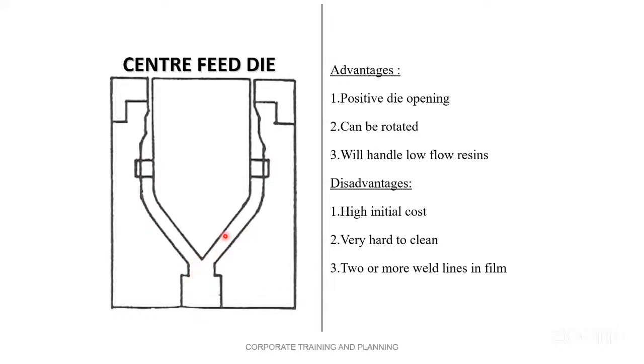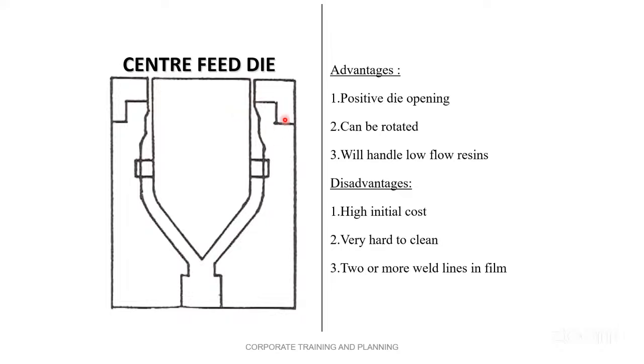Okay, then two or more weld lines in the film. See, in the side fed die there is only one line, but here two or more weld lines are there because you are putting the material here and it will get diverted. Okay, this is the annular gap, the circular gap through which the film is coming.